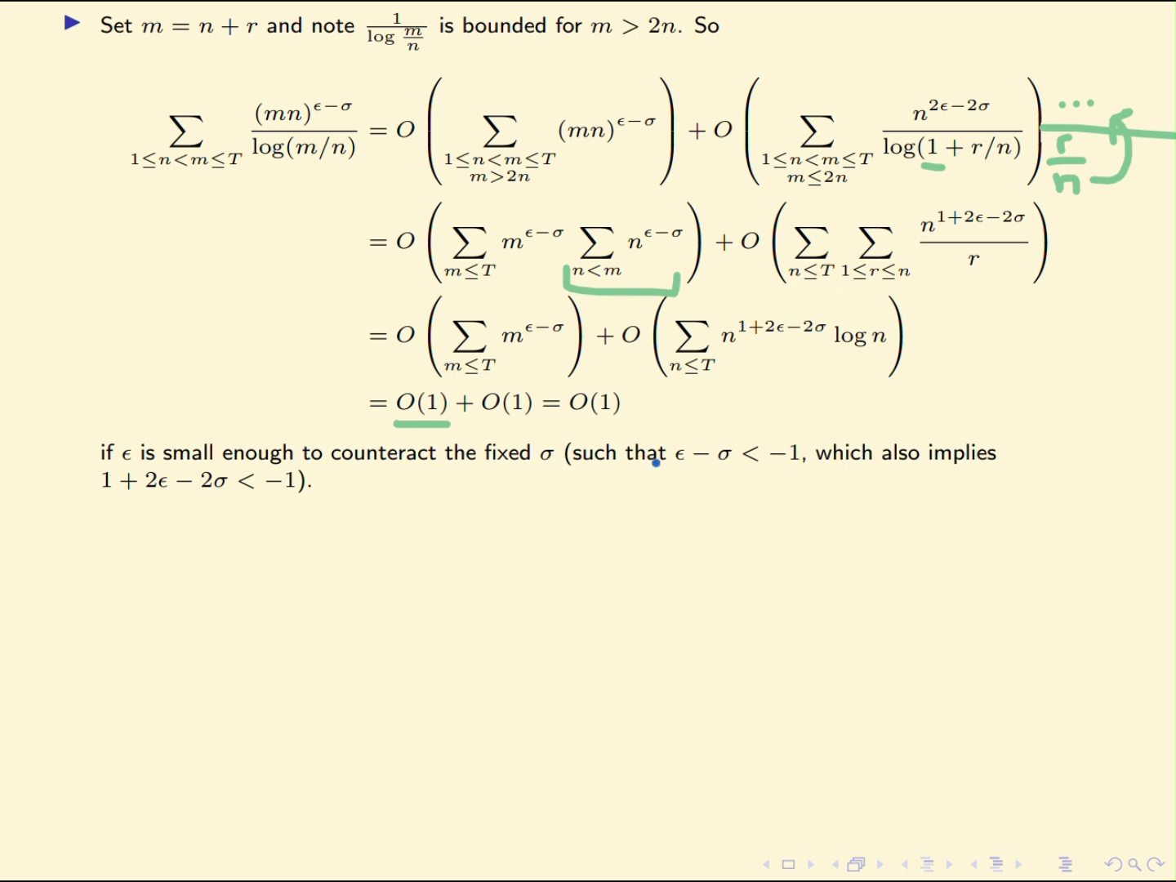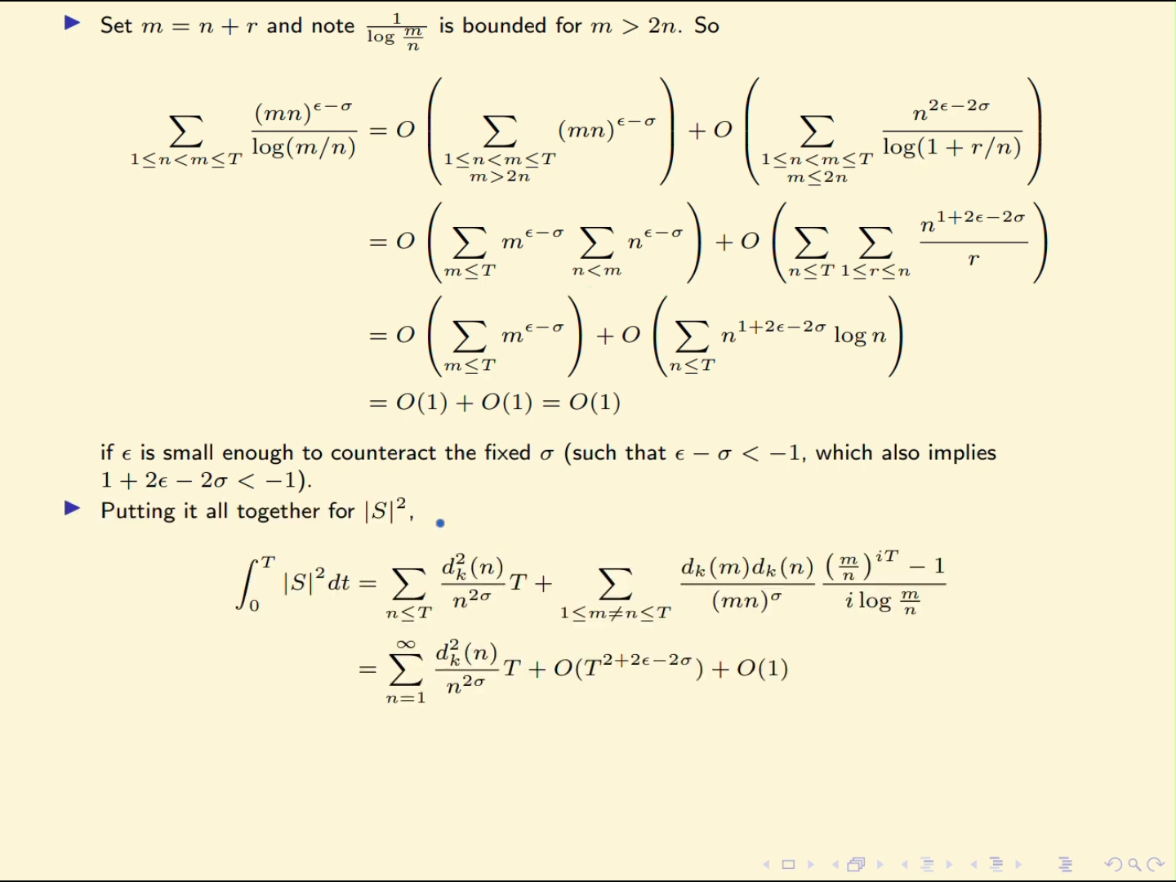But again, if we pick the epsilon such that epsilon minus sigma is less than -1, then that means 1 plus 2 epsilon minus 2 sigma is also less than -1. So this power is still less than -1, and multiplying by log of n doesn't help at all, because log is smaller than any power of n. So this thing is also just bounded, because even if this were an infinite sum, it would converge. Taking a finite thing will still be bounded. So this thing is also O of 1, and therefore O of 1 plus O of 1 is just O of 1.